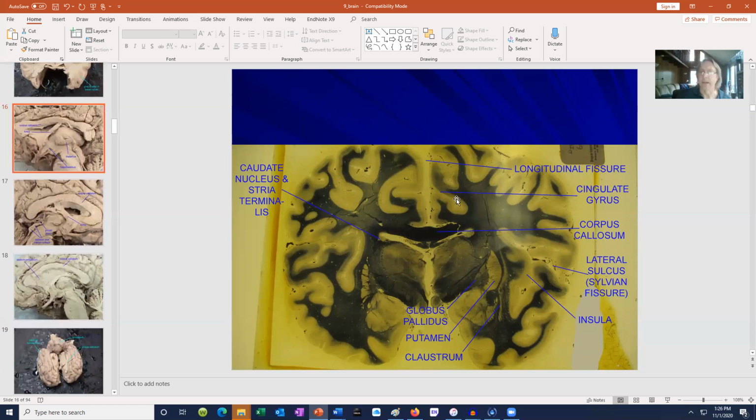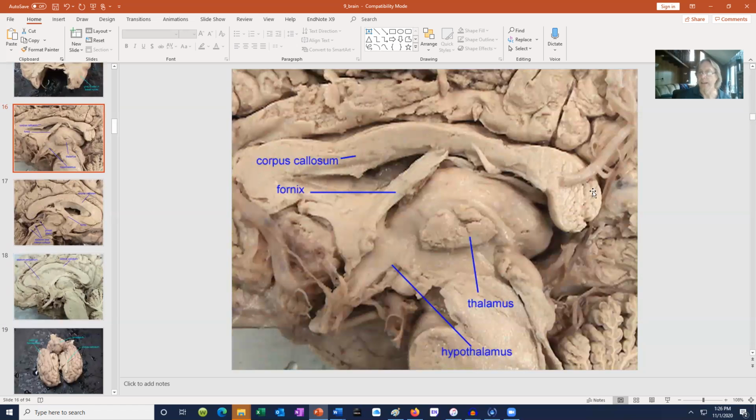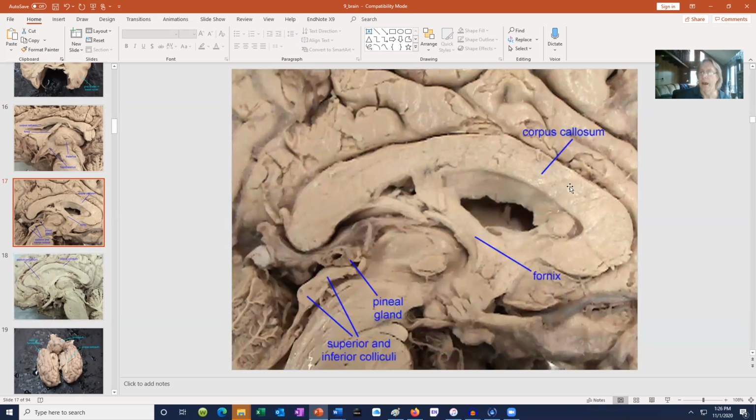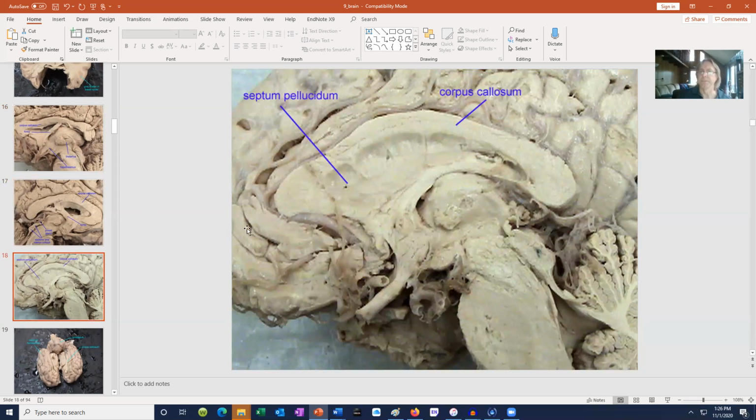And so we can see uniting the two cerebral hemispheres is this big band of white matter. Notice it's lighter in color than the surrounding area. This is the corpus callosum here, once again allowing the two hemispheres to communicate together.